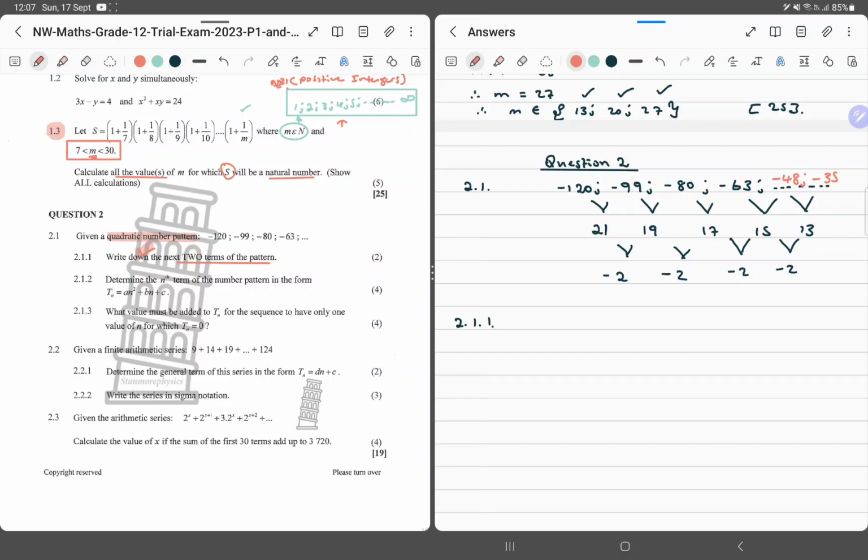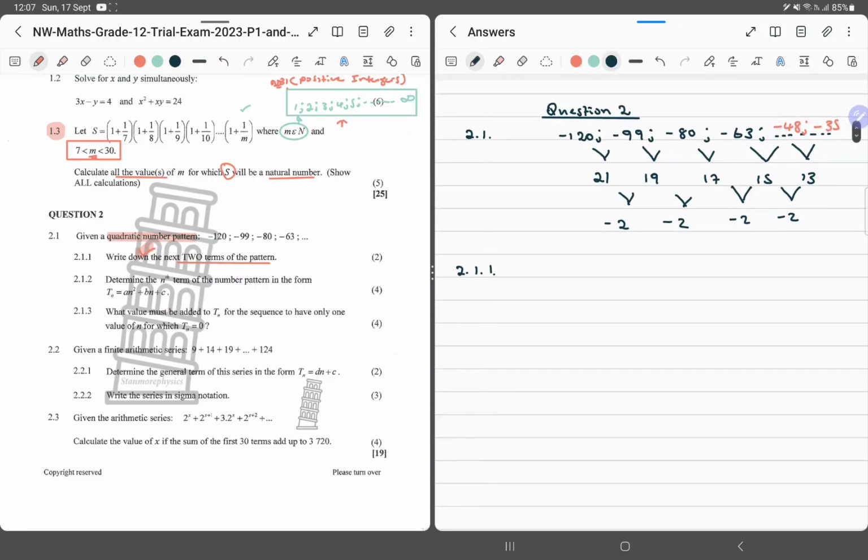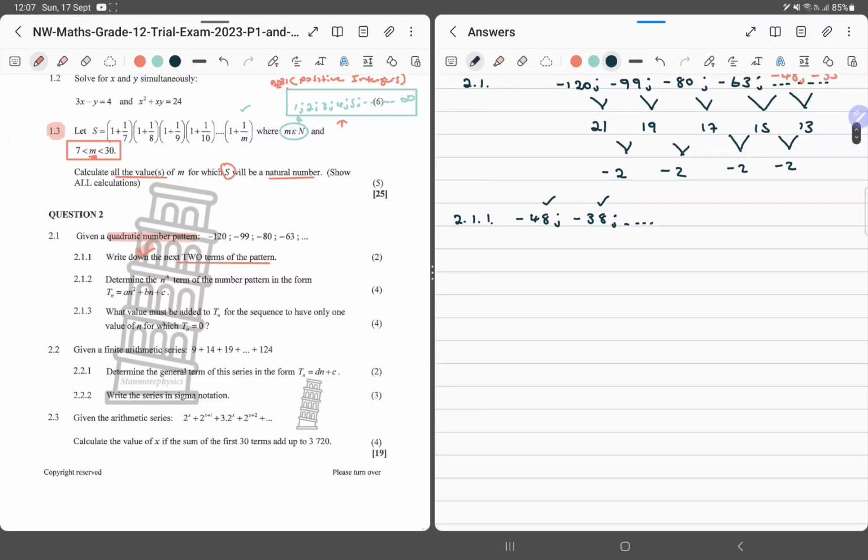So you can work on that diagram or whatever you call that, and then you sort it out and write it here. It's going to be minus 48, minus 35. So that is it. Those are the next two terms. And then, of course, it keeps going. So you get a mark for that because that required an answer only, technically.